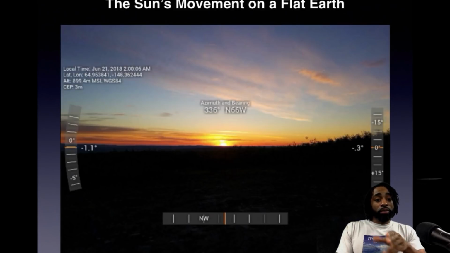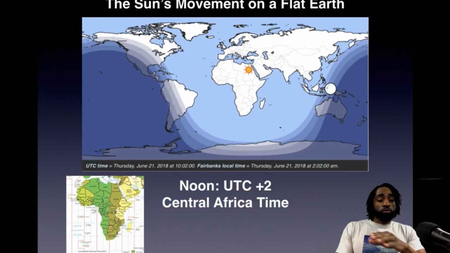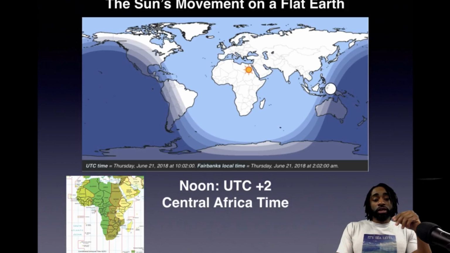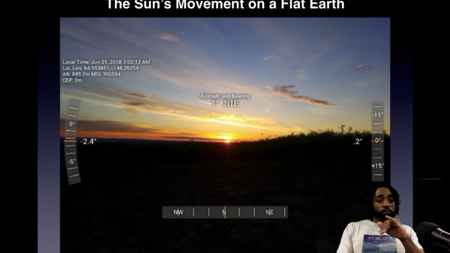So 2 a.m., I could still see the sun right there, and the sun was over North Africa, or Central Africa. Central Africa time, it was noon. Now, high noon, that's when the sun is the highest in the sky. So it was high noon in Africa at the exact same time that I could see the sun while I was in Alaska. So thought that was pretty cool.